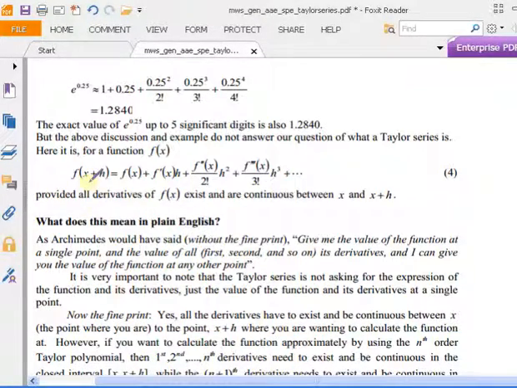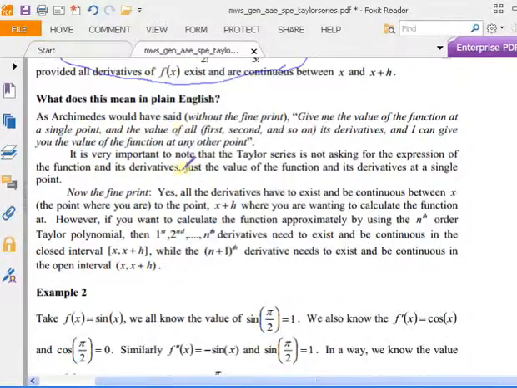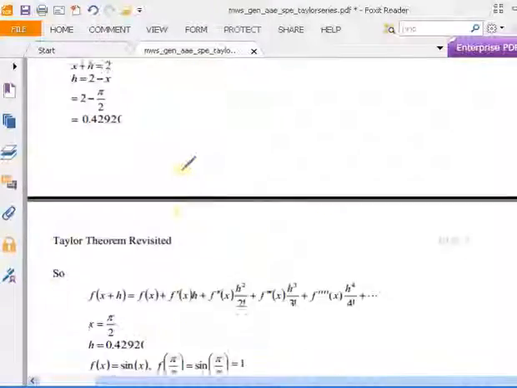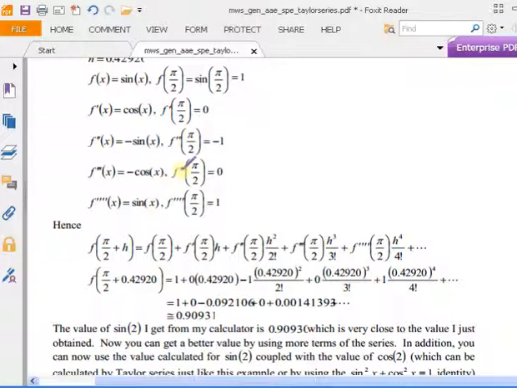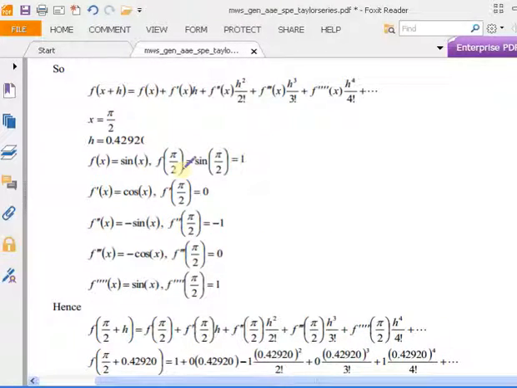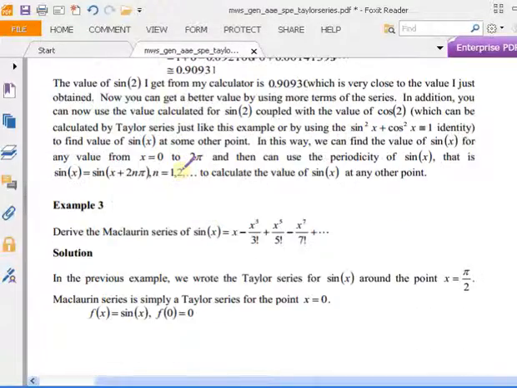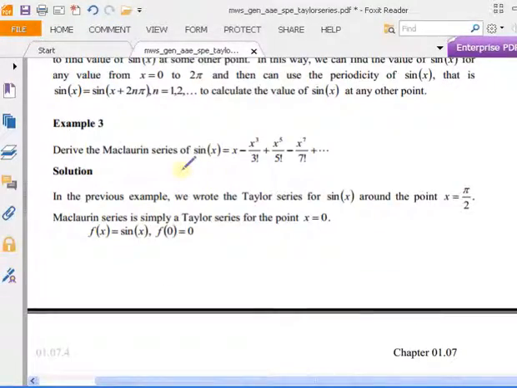All right, so let me go down and talk about a little more ideas. So this is the general expression for Taylor series, this formula here. And you notice that it depends on the derivatives of a function at a particular point. And here's some examples. Here we derive the Taylor series for cosine.